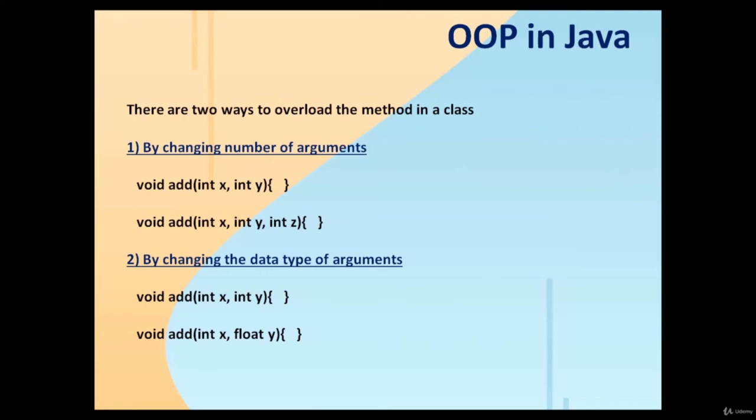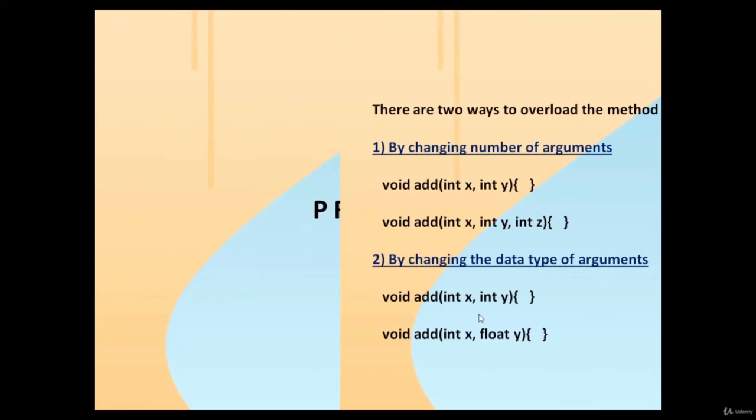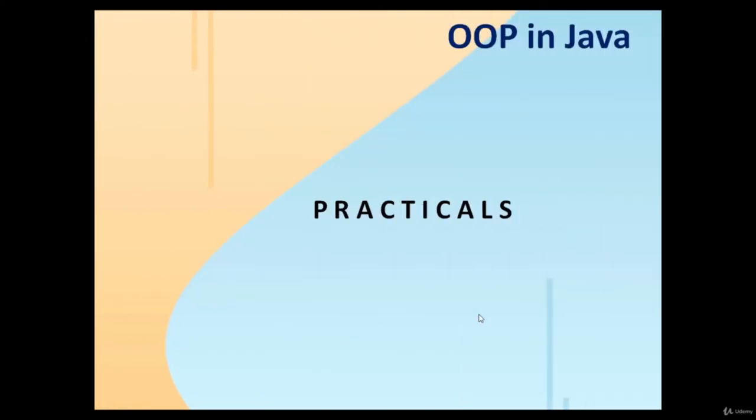The other way method overloading happens is by changing the data type of arguments. So in a separate class, we have two add methods. Number of arguments are the same, two. But what is the type? The first add method, two integers. Second add method, one integer and a float value. So the signature, the type is different. So by number of arguments or by the type of argument, this is what we call method overloading.